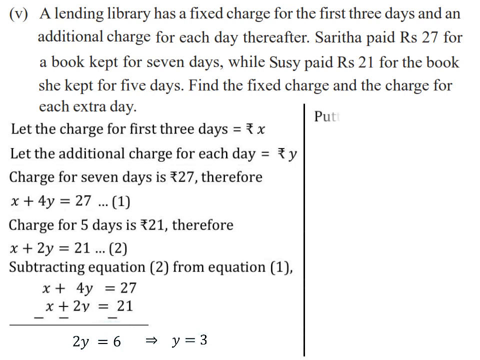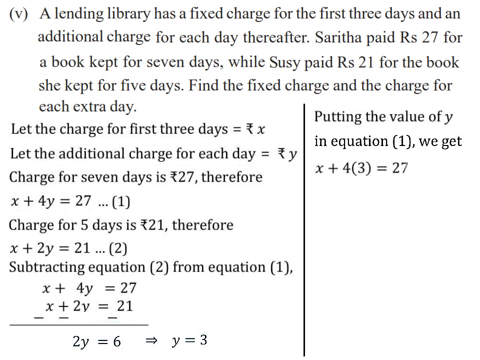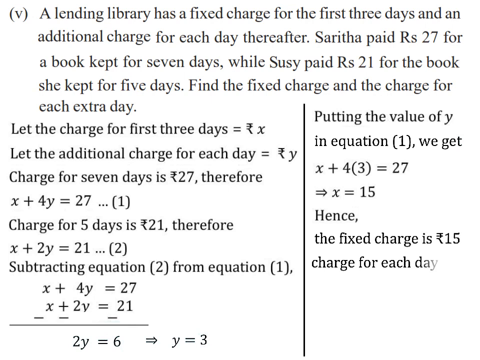Now next, putting the value of y in equation number 1. In this case, what will I get? We get x plus 4 into 3 equals 27. 4 threes are 12. So x will be 27 minus 12, which equals 15 rupees. So here you can say that the fixed charge is rupees 15 and the charge per day is rupees 3.